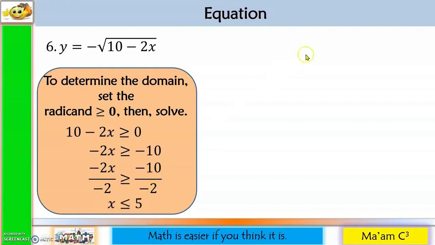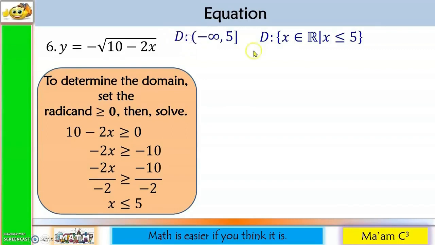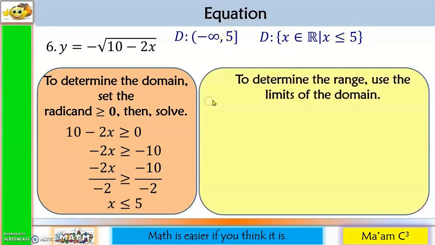This will be our domain. So our domain, 5 going to the left. But since we write from a lower value, this will be from negative infinity to positive 5. So there is or equal to, so you'll make use of bracket. Now for the range, let's use the limits of the domain. Let's start with the lower limit. So we're going to substitute negative infinity for x.